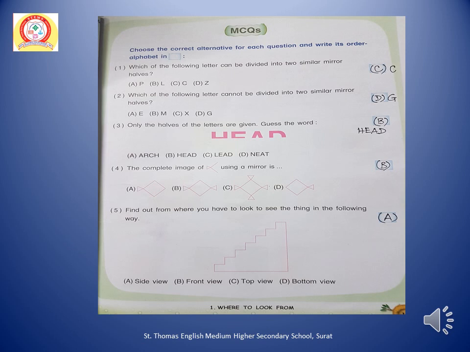Number 5. Find out from where you have to look to see the thing in the following way. Answer is A. Side view.